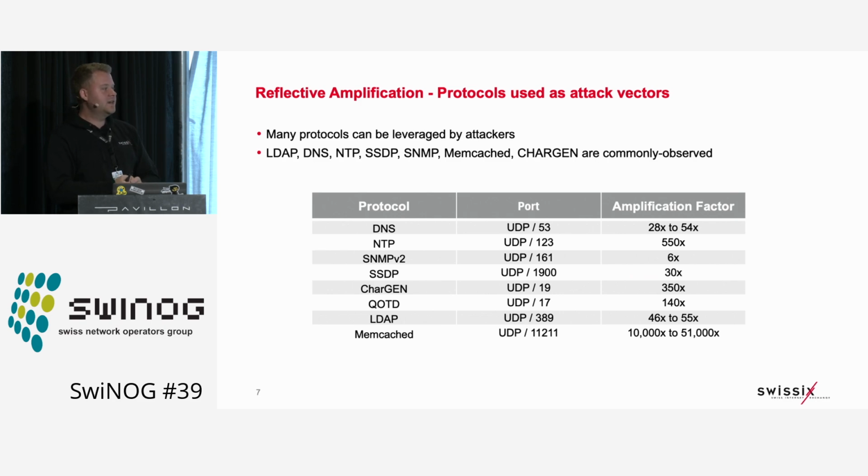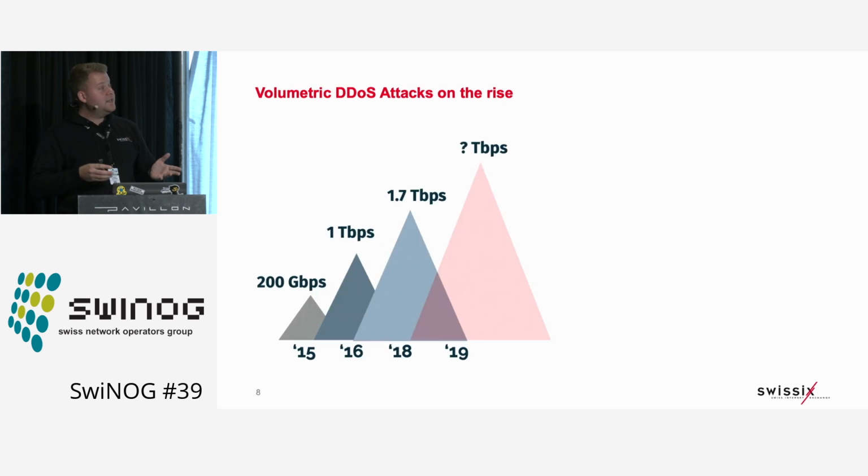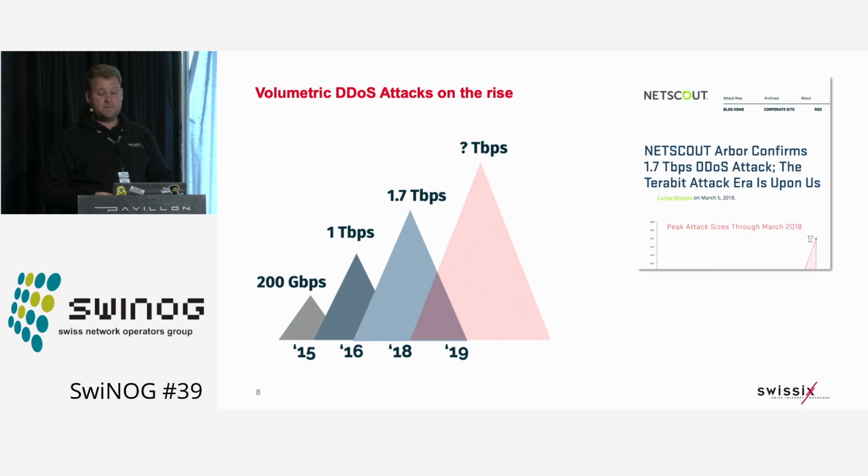DNS, NTP, Chargen, Memcached was big in the news some time ago. And on the very right side, you can see the amplification factor, which each of these protocols has when the attacker is doing a reflective amplification attack, how big that amplification factor is. So these DDoS attacks, also known as volumetric DDoS attacks, are on the rise since many years and really becoming a problem and becoming bigger and bigger.